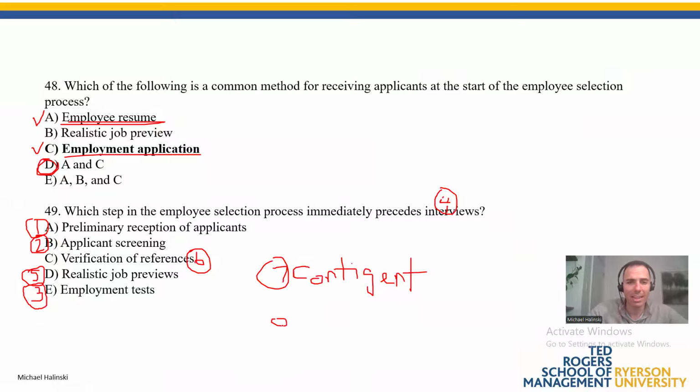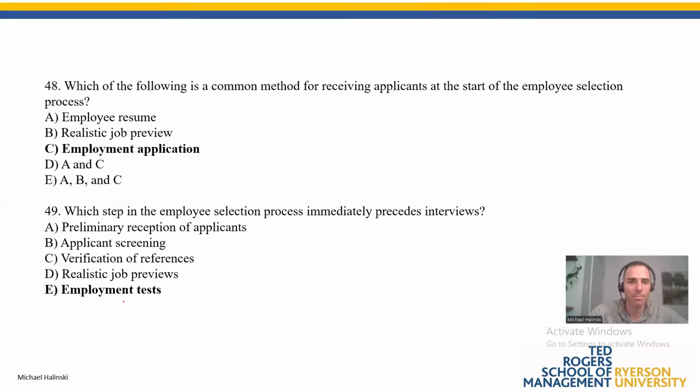Okay. And then the last step, if you wanted a last step, is the hiring. A manager might do this, the actual selection of the hiring. A panel might do the selection of the hiring. It really depends on the context for what's being hired in the organization. Okay, so what's the question? Which step in the employee selection process immediately precedes interviews? So where's the three, employment tests? I got that one right at least.